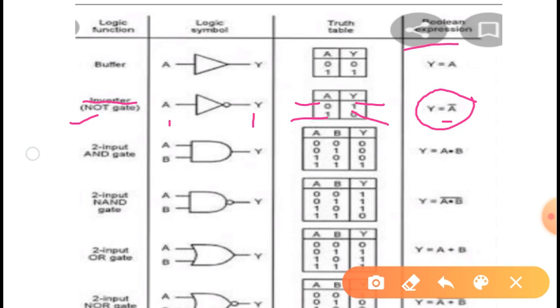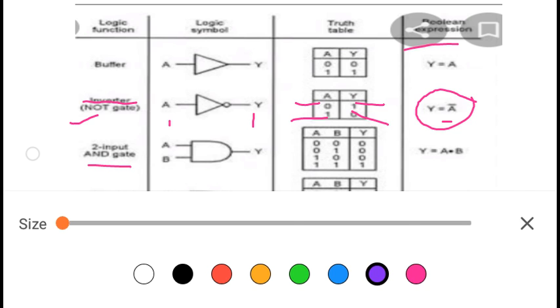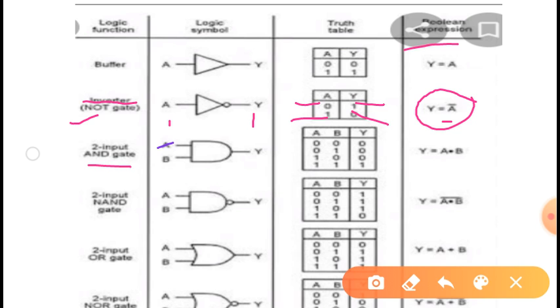The second gate is the AND gate. The AND gate has two inputs, A and B. Y is the output of that AND gate. The output of the AND gate is high whenever both the inputs are high, or else the output will be 0. The Boolean expression for this AND gate is y equal to A dot B.